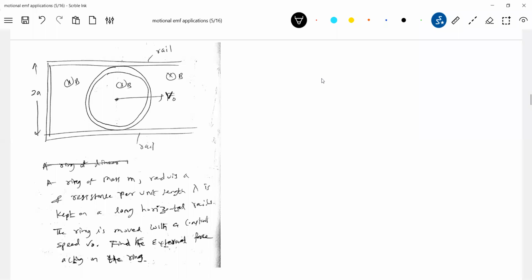Vertical rails, then the effect of weight will come. Horizontal rails, the effect of weight will not come. Of course, if they are asking about any torques, then you have to take the effect of weight also.